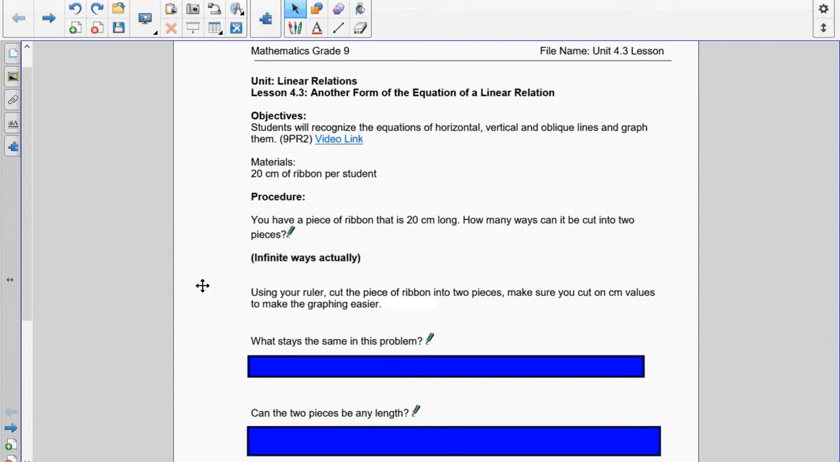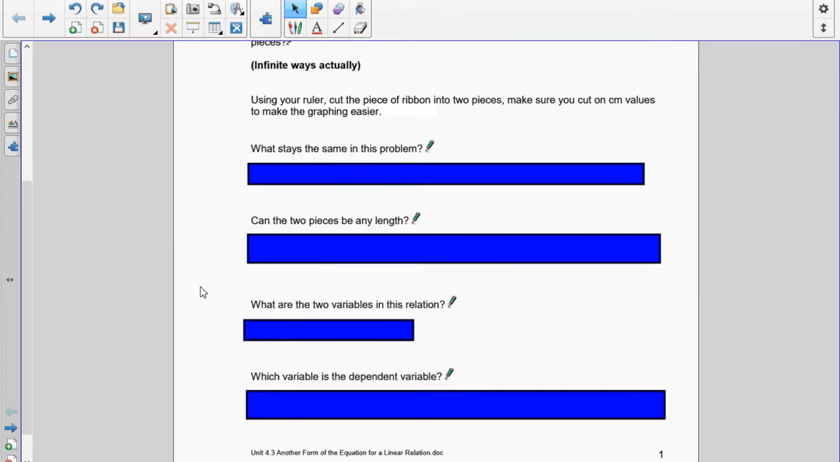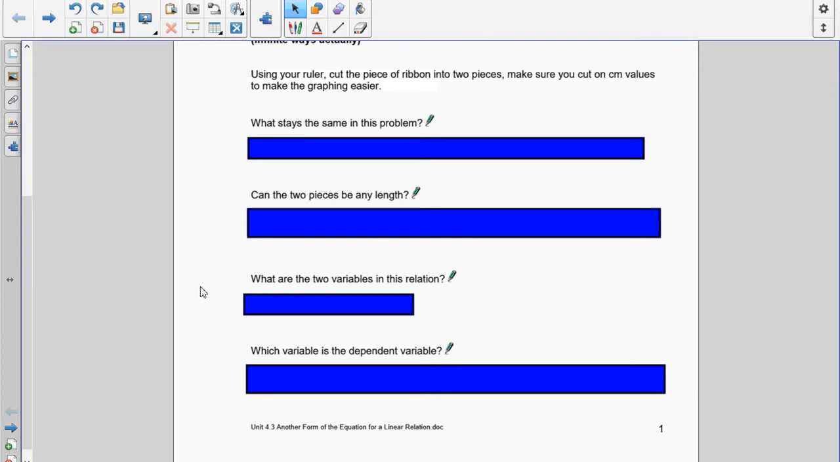ways. So I want you to take your piece of paper, and just for ease of doing all the math, I want you to cut on centimeter values, but it's not because you have to, it's because I want to make the math easier, okay? So pause the recording, and I want you to cut your piece of paper.